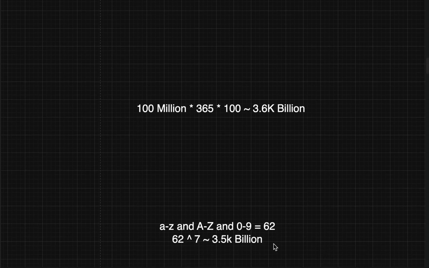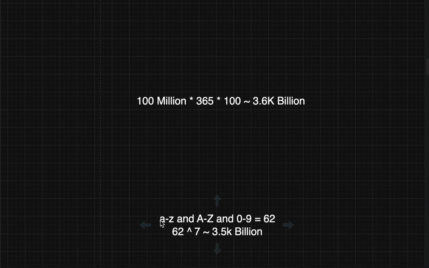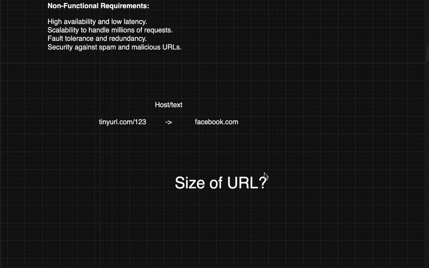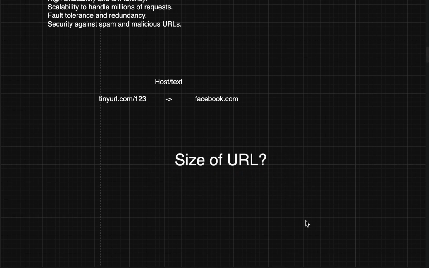If we want to handle this, what we can do is pick the characters small a to z, capital A to Z, and digits 0 to 9. So these are 62 characters, and if we pick these characters in a length of 7, we will be getting nearly 3.5k billion records, which is nearly equal to our requirement. So I think a 7 character URL will be more than enough for us for right now. So now we have decided what our size will be. Let's see how we can design it.